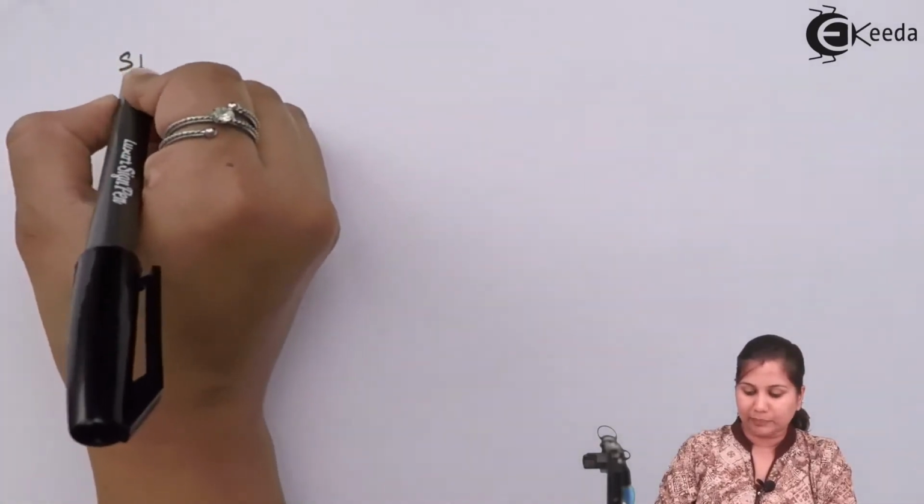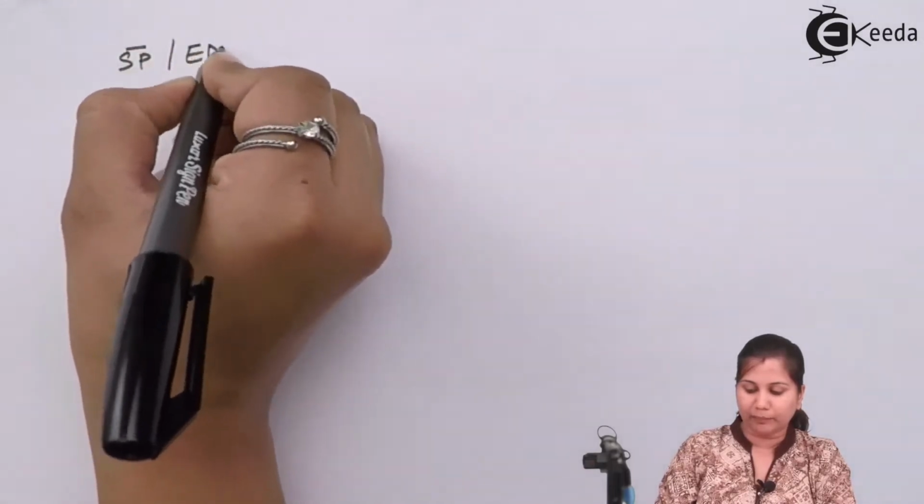So this data bus buffer has to be enabled or disabled for the data transfer to take place. Now this data bus buffer is enabled or disabled by using a pin of the 8259 IC, which is known as the SP bar or the enable pin.